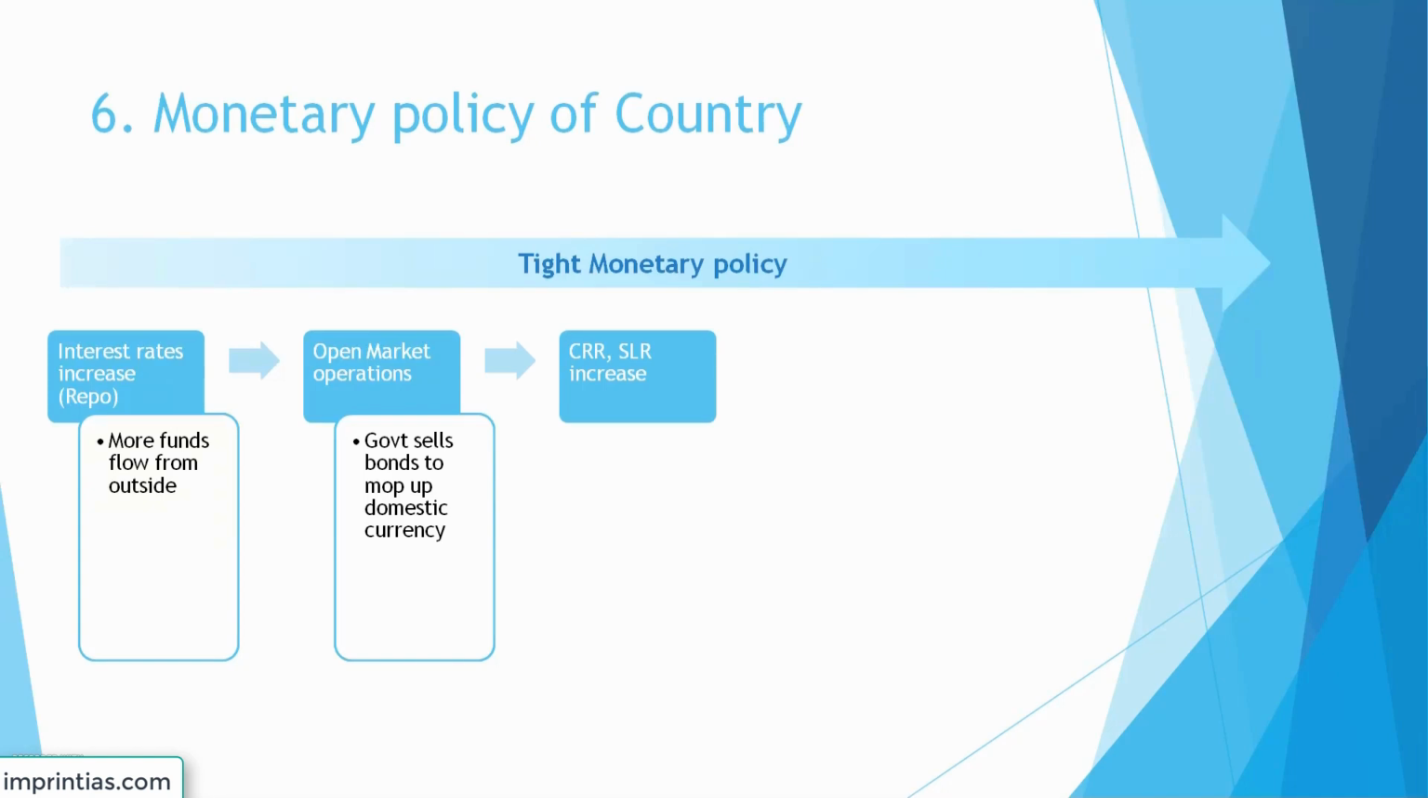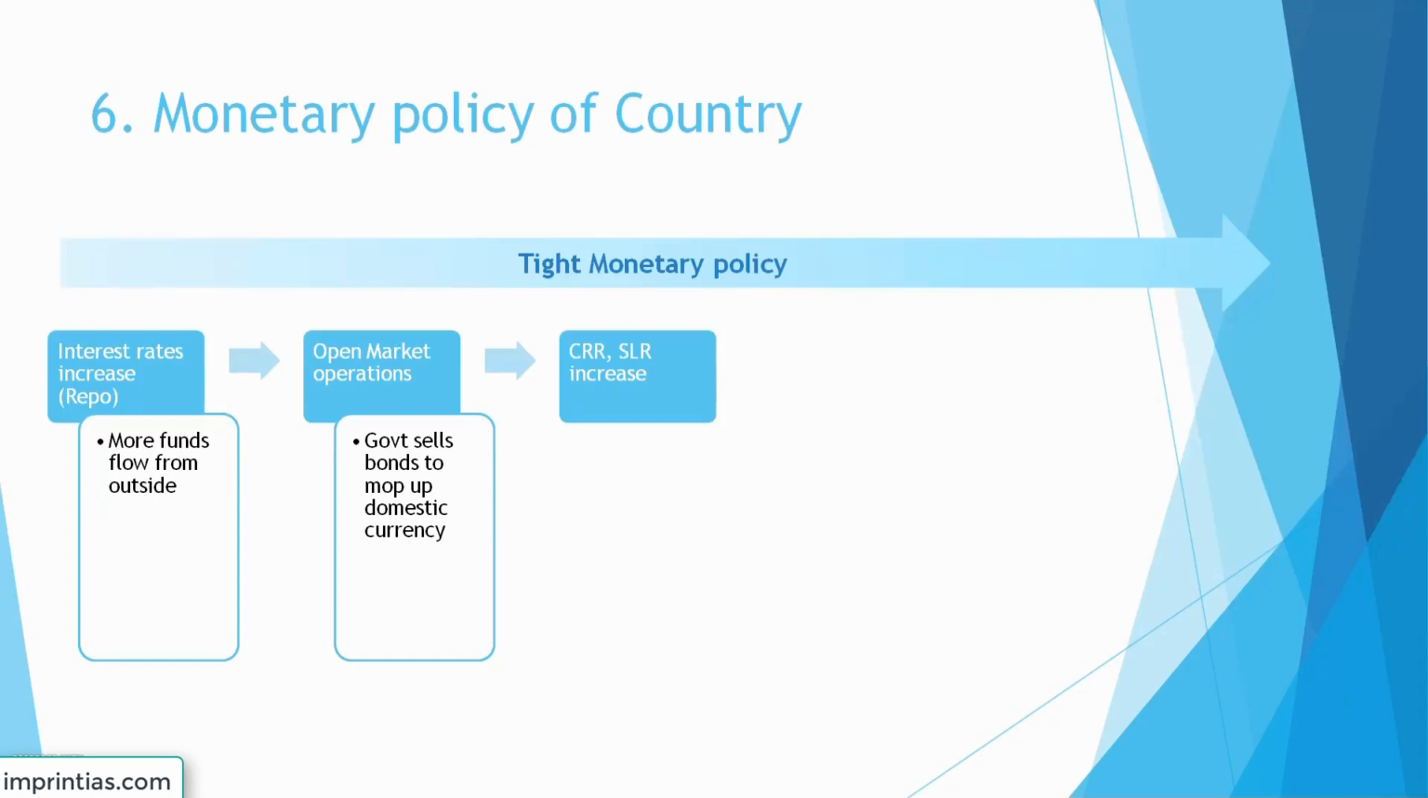CRR, SLR increase. These two are ratios of monetary policy, that is the cash reserve ratio and statutory liquidity ratio. These are maintained by the banks. CRR and SLR are mostly in the range of CRR around 4%, SLR 26%. Right now the rates might be slightly different, 26, 22%. You can check the present rates. It's there anywhere, you just have to Google it. They keep on changing, though the change is not very frequent.